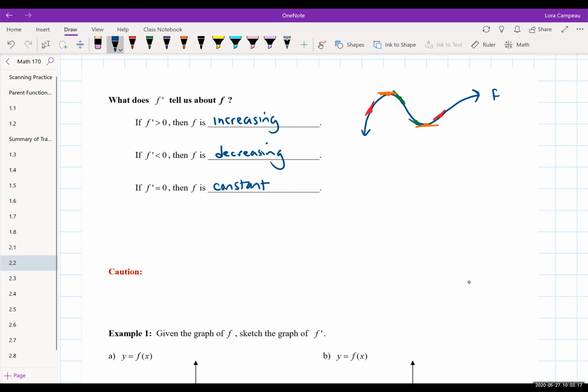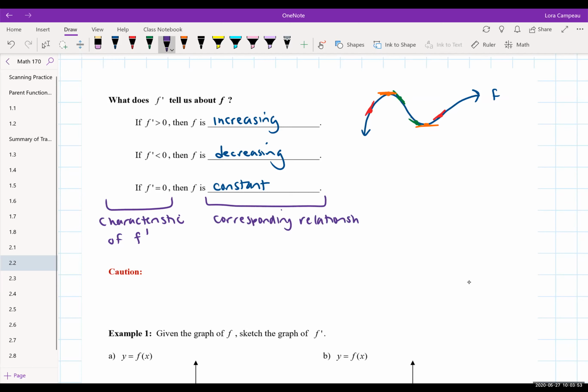And so remember, if we're looking at this idea of what does the derivative tell us about the function, we're asking ourselves the questions, where is the derivative negative? Where is it positive? Where is it equal to 0? So we're looking at characteristics of your derivative to give you information about the corresponding relationship to the function f.